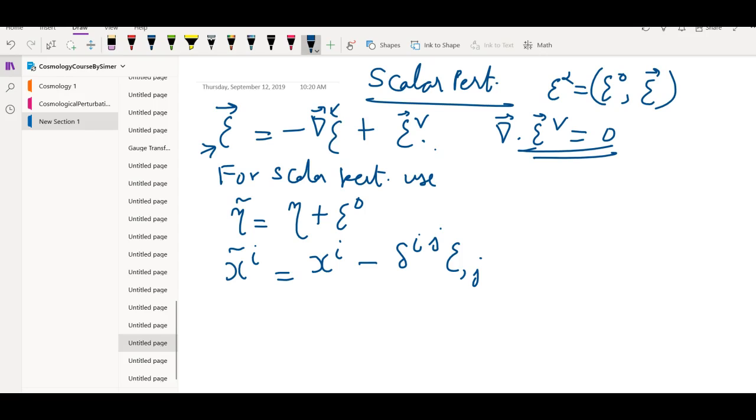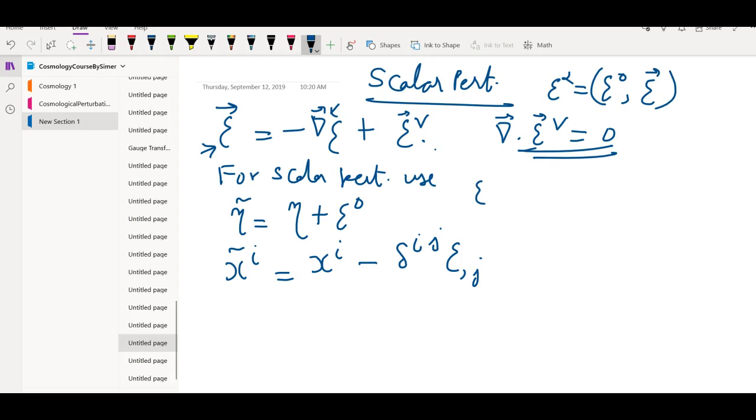Now when we do this, let's see what the xi vector is. Xi alpha is xi 0 and xi vector, where xi vector is now decomposed into two components, scalarless and divergenceless.